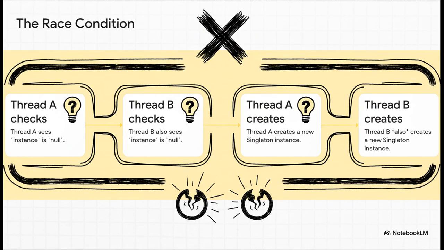Okay, let's watch this disaster unfold in slow-mo. Thread A comes along, it checks, and it sees the instance is null. But before it can actually create the object, the system scheduler just yanks it out and puts thread B in.